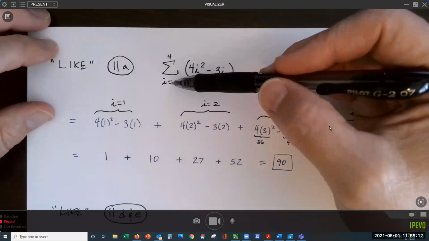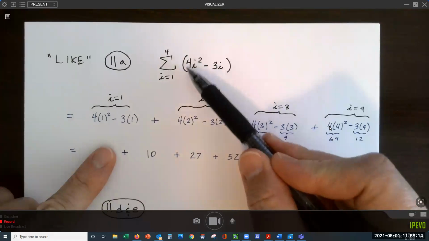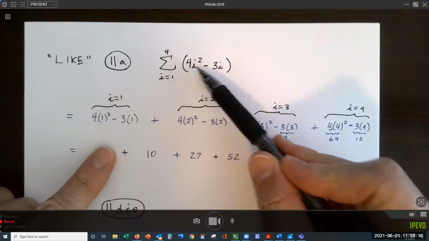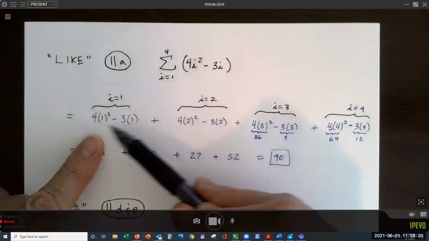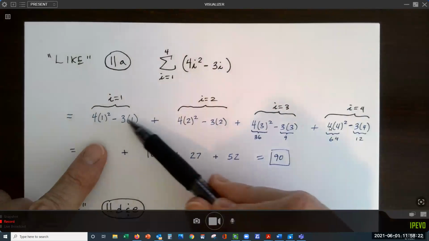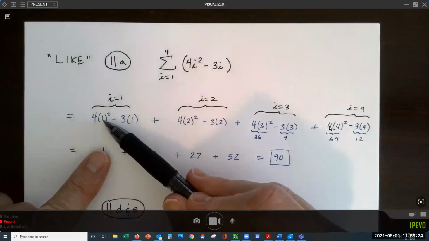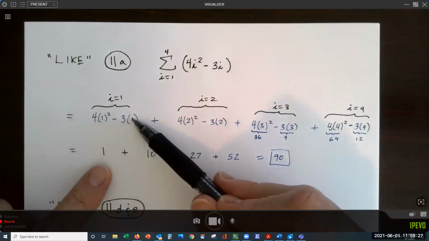So this would start at i equal 1. And all I do is I take this expression and replace i with 1, which I've done here. So I got 4 times 1 squared minus 3, which will be what? 1 squared is 1. So I get 4 minus 3, which is 1.